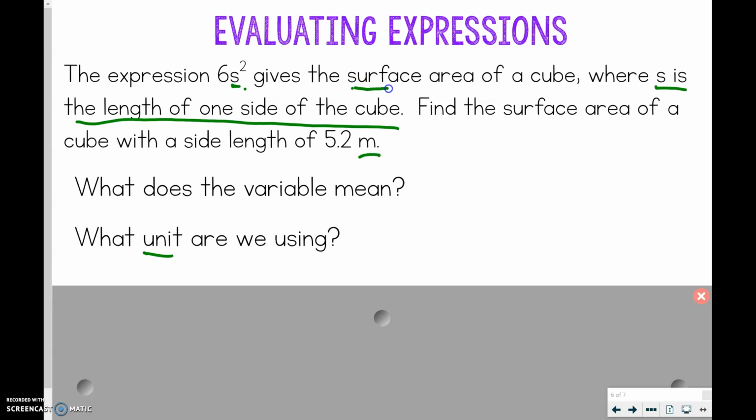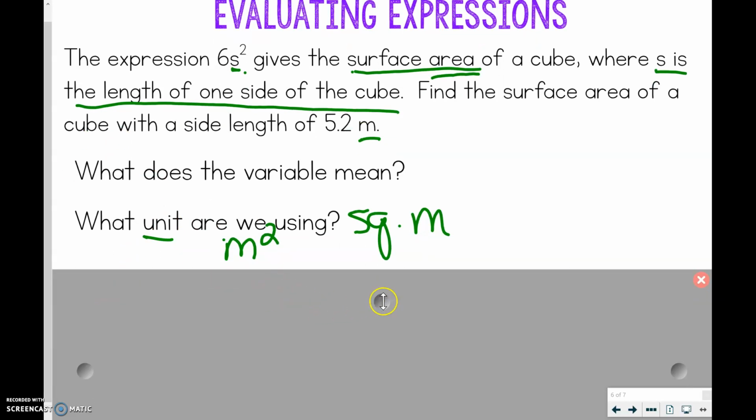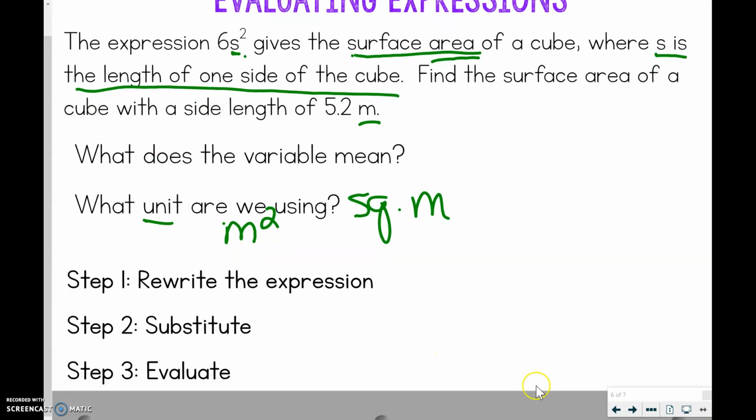However, we're finding surface area, and with area, we always have squared meters, so you can write it like this if you're typing, or you can do m with the little 2 if you're writing, but for typing, you're going to put SQ. So when we go to rewrite this expression, it's going to be hard for you to type it, so here's how you can do that, okay? You can write it, I'm going to write it up here and then I'll move down.